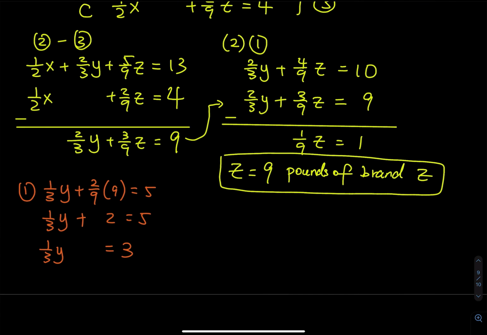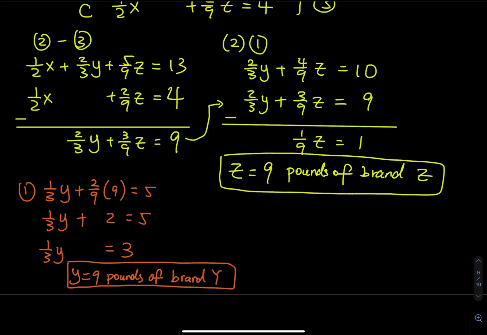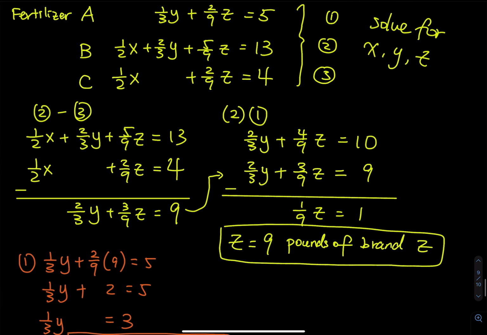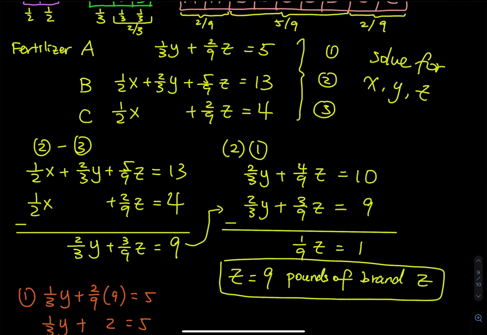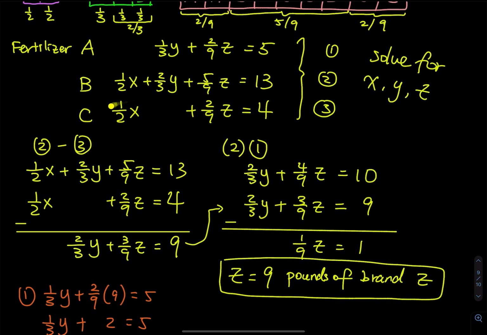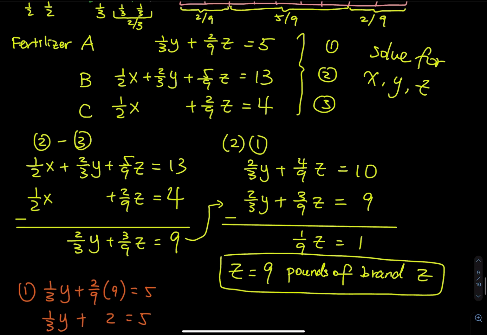So y is equal to 9 what? 9 pounds of brand Y. Okay, let's get the x. Where is the x? So let's get the x. Do we have a simple equation for x? Do we? I will just take the third equation right here. So that one I know exactly what z is. z is equal to 9. I can easily solve for x. So that one, let's switch to a different color.